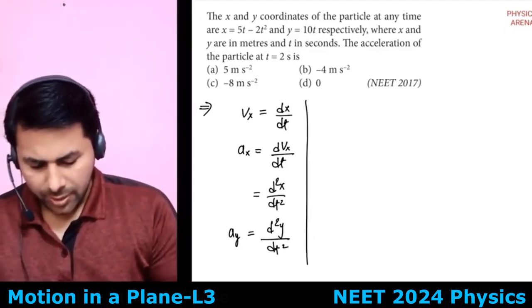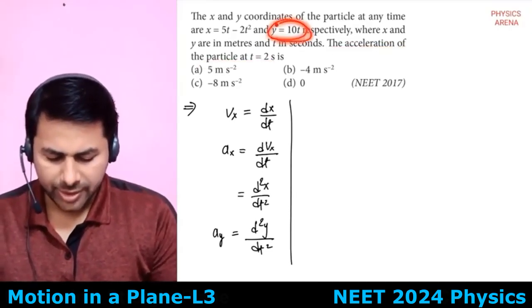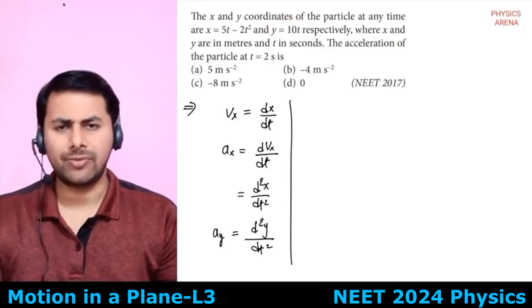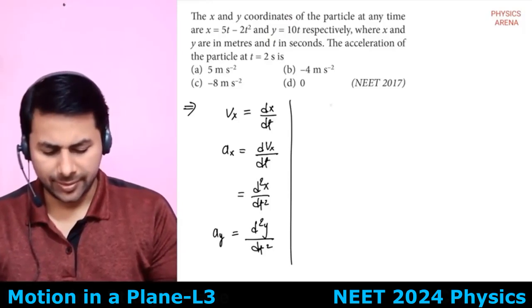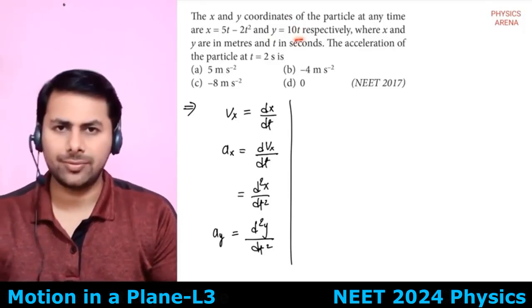So now here we are asked about acceleration. So if we double differentiate this, what will we get? Acceleration in y direction would be zero, right? Because it is proportional to t only.